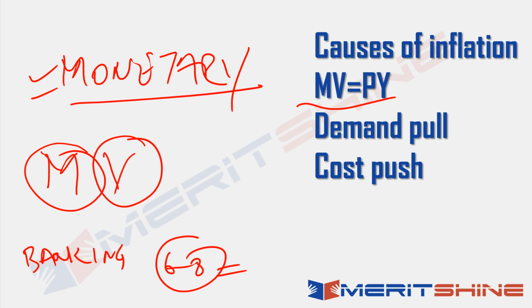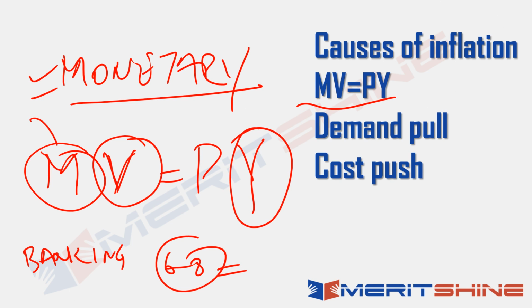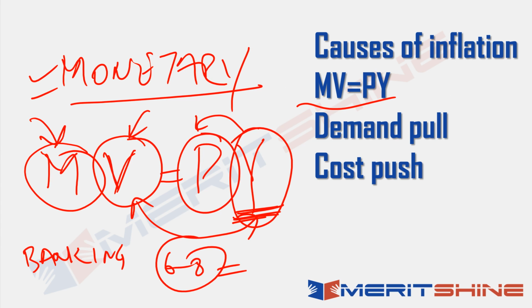Okay, so this is your money supply, this is your money velocity, how many times it exchanges hands, equal to PY. This is the economy, the goods produced and their prices. If this economy does not change, and assuming velocity is constant, so basically I am taking two terms as constant, if I increase the money supply, what will change? Only prices.